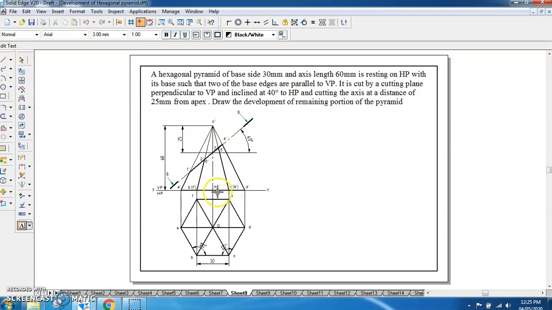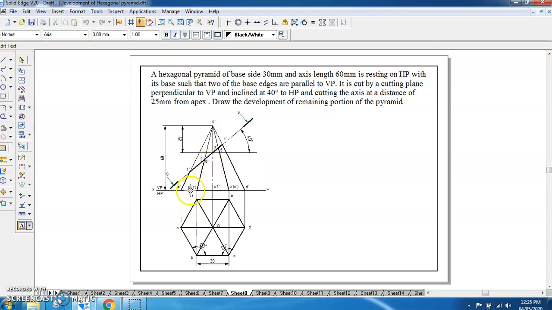Then further E to F, E to F is not cut. Then F to O, F to O is cut here. So B to O and F to O are on the same line. So B to O we have named as 2 dash, and F to O will be named as 6 dash. So like this we have all the cutting points.